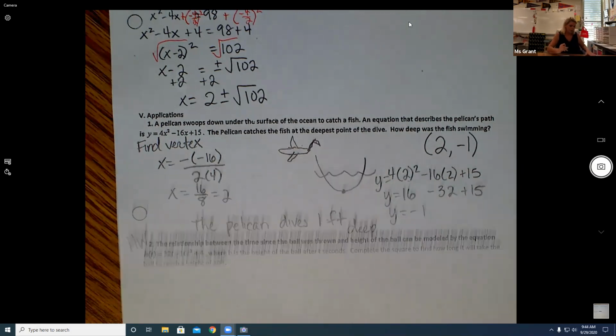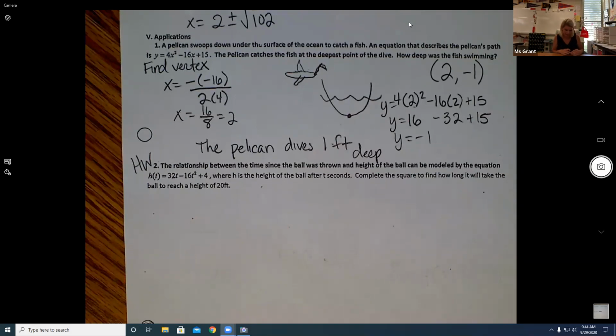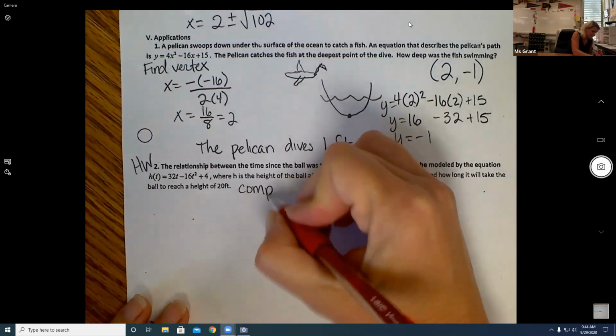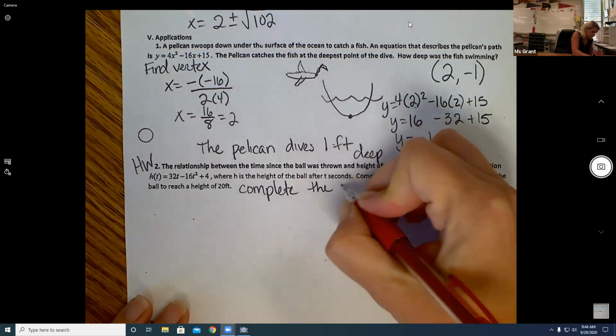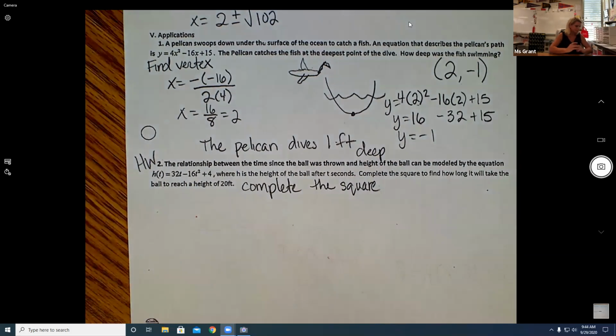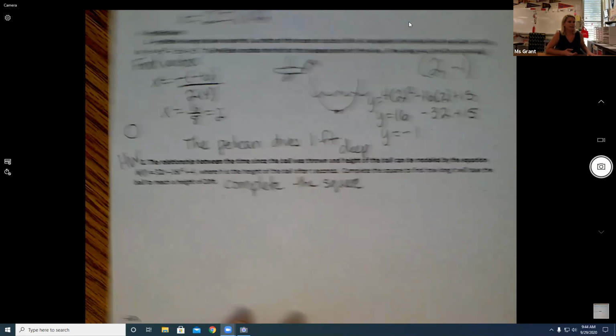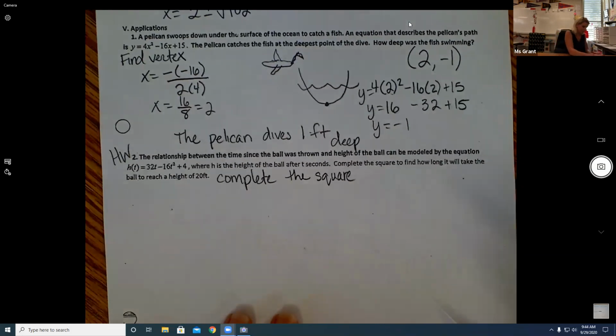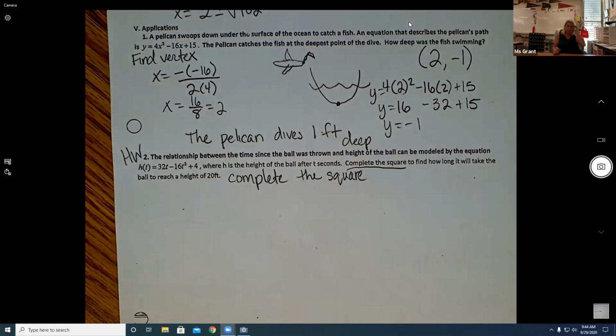I want to talk to you real quick about number 2, just to give you a heads up. You're going to have to complete the square. It says the relationship between the time since the ball was thrown and the height of the ball can be modeled by the equation h(t) = 32t minus 16t squared plus 4. First of all, that's not in order. Keep that in mind. Where h is the height of the ball after t seconds. Complete the square to find out how long it would take the ball to reach 20 feet.